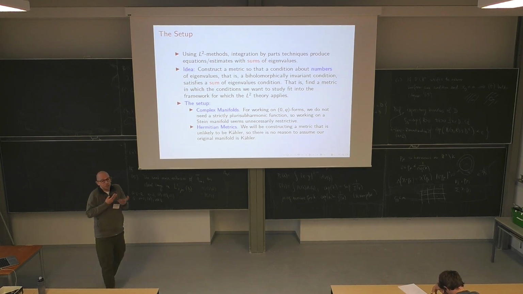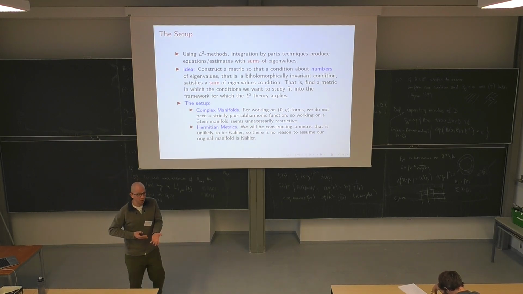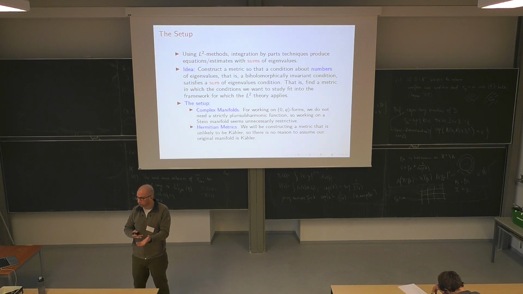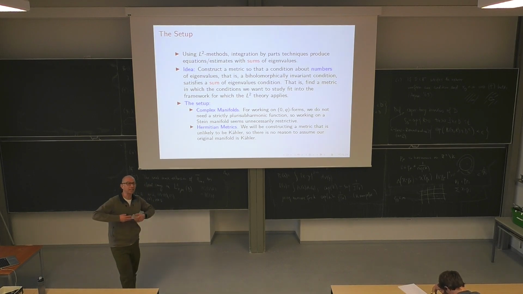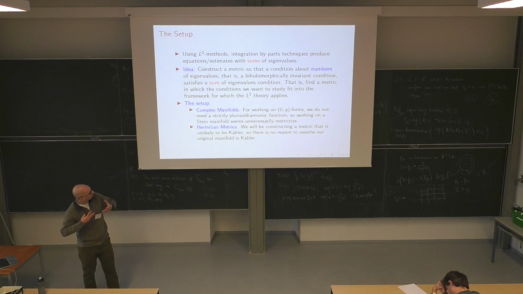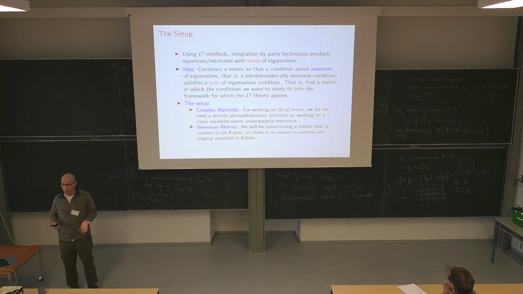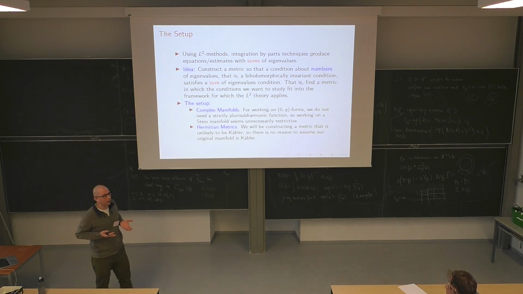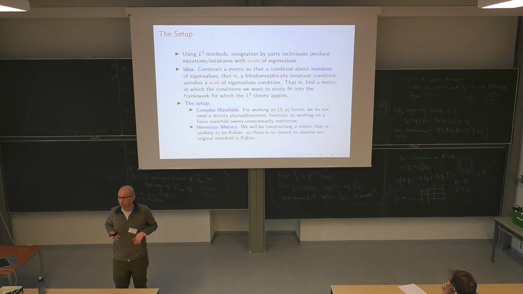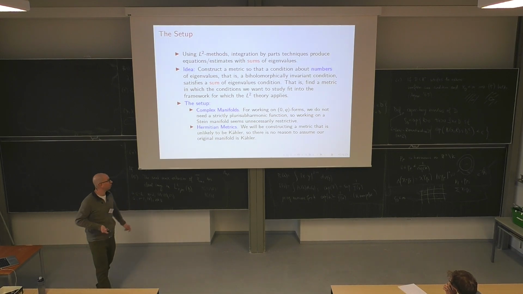And we're working on zero Q forms. You don't need a pluriharmonic weight function for zero Q forms. You need some function that has to do with sums or differences of Q eigenvalues. So it doesn't really make sense to even work on a Stein manifold, because once you have a strictly pluriharmonic function, then that's somehow asking too much.